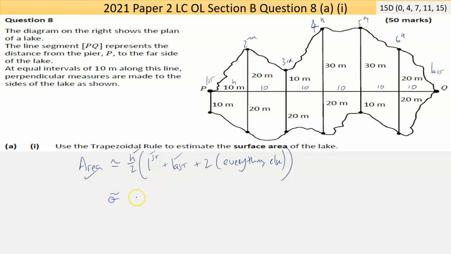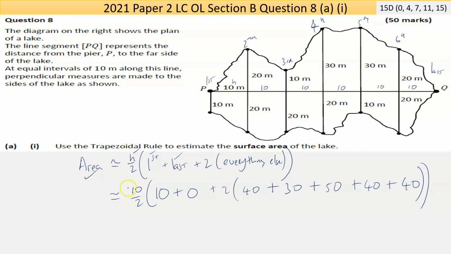Now the h over 2 there is 10 over 2 times the first. The first length there is only 10. You could do this as 2 separate segments if you wanted to, but I think it's better off doing it in one go. 10 plus, now the last, there's no difference here, so it's 0. Plus 2 times everything else. This one here is 20 plus 20, which is 40, plus 10 and 20, which is 30, plus this big one here is 30 plus 20, which is 50, plus this one here is 30 and 10, which is 40, plus the second last, 20 plus 20, which is 40.